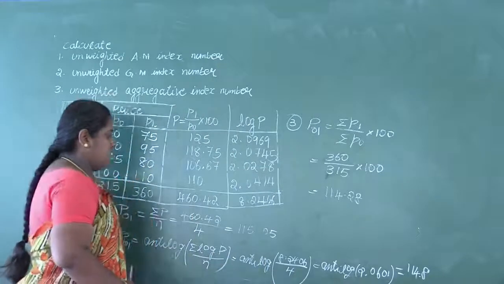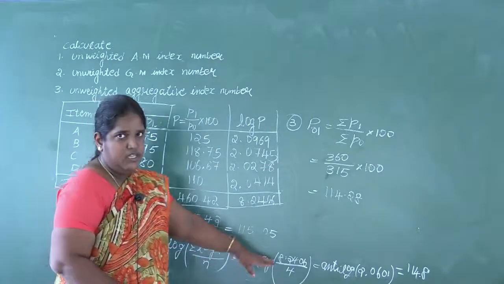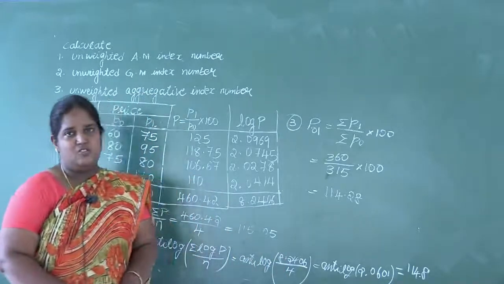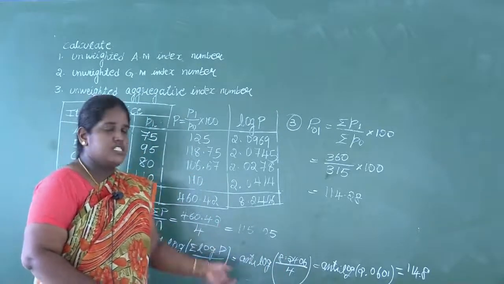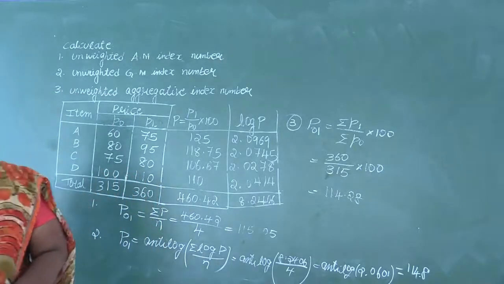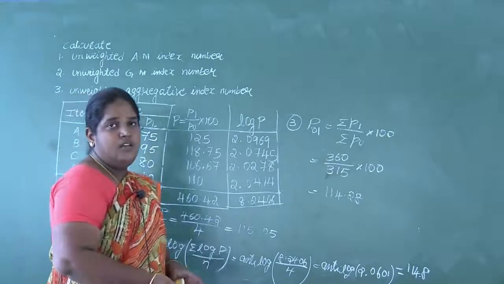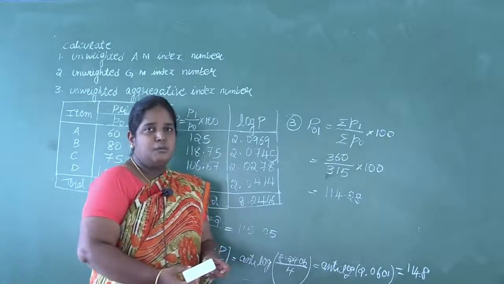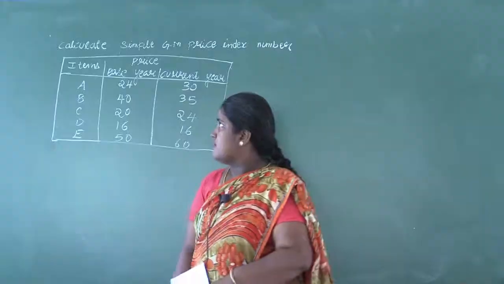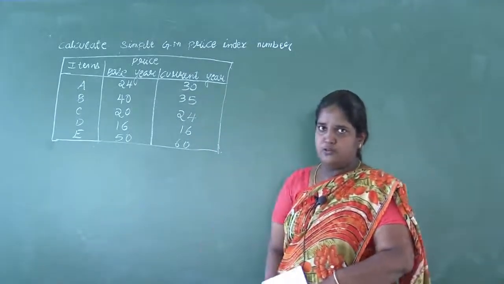So the values are 115.105 for arithmetic mean, geometric mean 114.8 and the unweighted aggregative index number 114.28. So if you compare the arithmetic mean and geometric mean, arithmetic mean is more because it gives greater weightage to bigger items. So it is asked in 1 mark, why arithmetic mean is higher than that of geometric mean? The answer is the arithmetic mean gives greater weightage to bigger items.